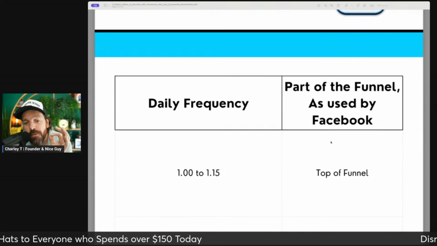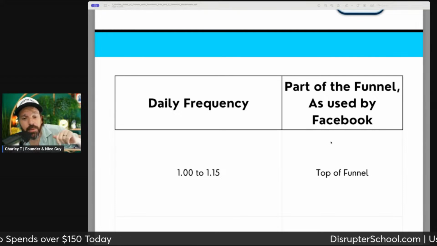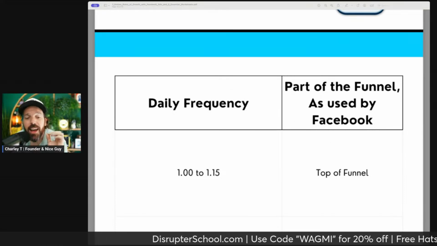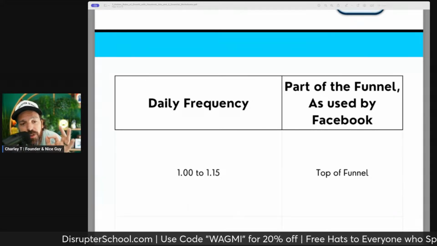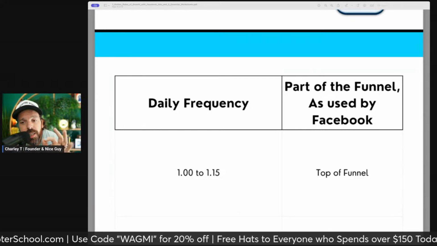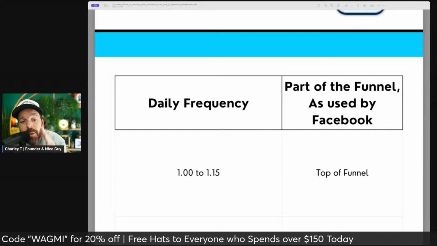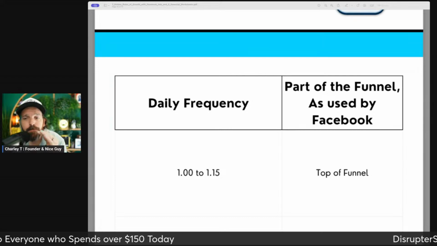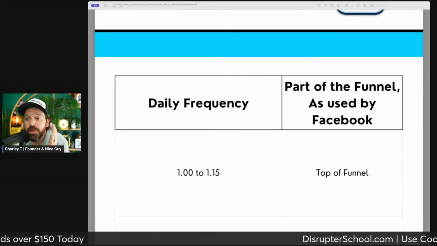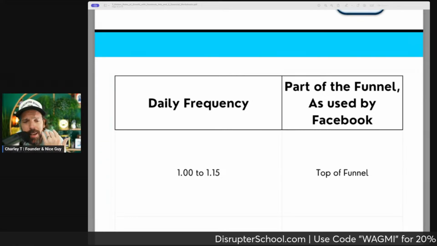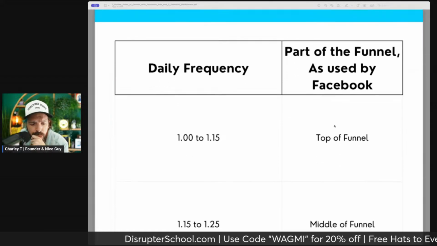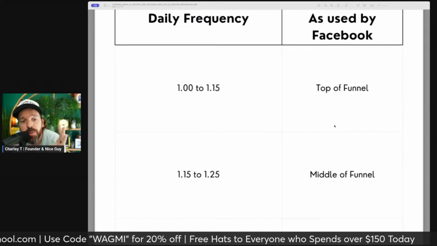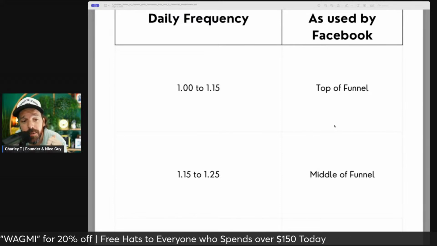If your frequency every day is a 1.00 or a 1.15, what that means is up to 15% of people are seeing your ad at least twice a day. That means 15% of people are being retargeted with your ad at a 1.15. Generally speaking, 15% of people is a pretty top of funnel ad. When we get to the mid funnel, this is 15 to 25% of people seeing your ad twice today.